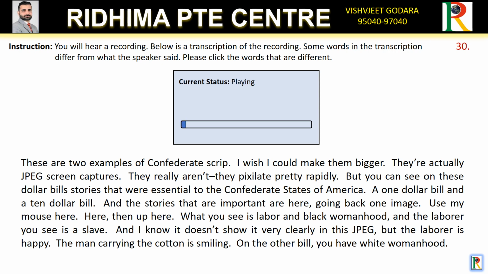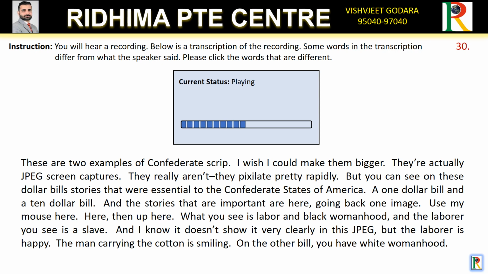These are two examples of Confederate script. I wish I could make them bigger. They're actually JPEG screen captures. They pixelate pretty quickly. But you can see on these dollar bills stories that were important to the Confederate States of America. A $1 bill and a $10 bill. And the stories you see that are important are here.